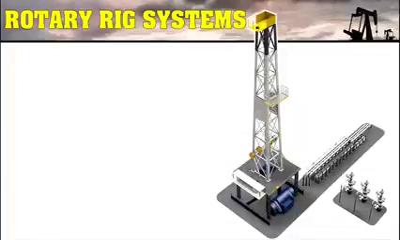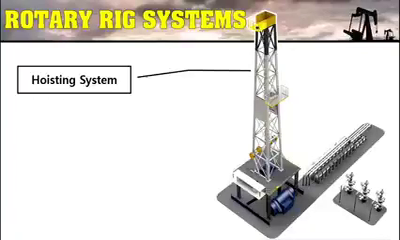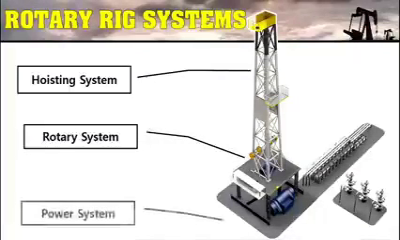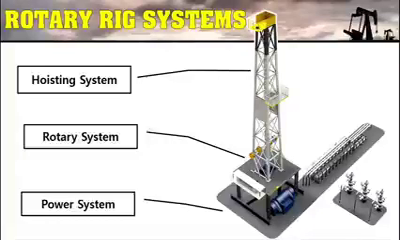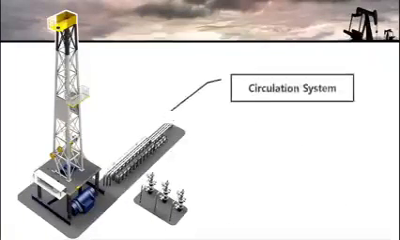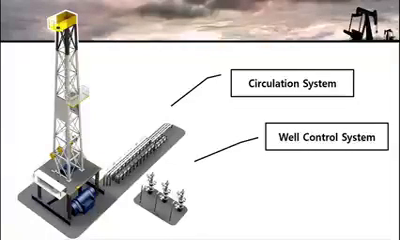Rotary rig systems. A modern rotary rig, as shown in the figure, consists of multiple systems. First is the hoisting system, second is the rotary system, third is the power system, fourth is the circulation system, and fifth is the well control system, which is the most important system.